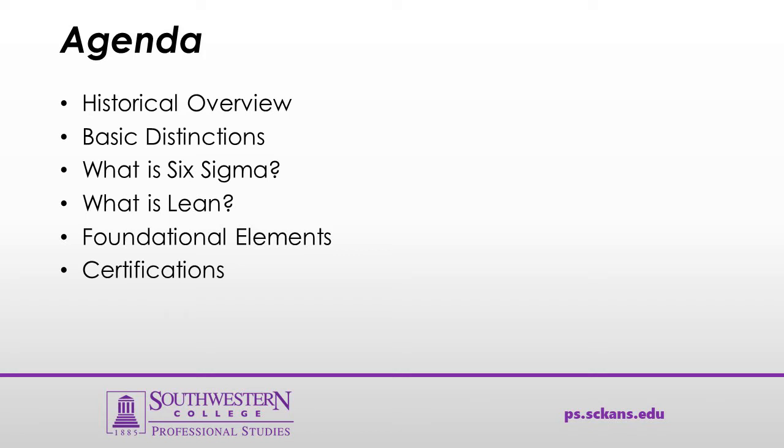All right. So a couple of things we're going to talk about: high-level historical overview, distinctions between the two. I'm going to break down what is Six Sigma, what is Lean. We'll talk about foundational elements of each, and then I'll talk a little bit about certification because that tends to be one of the most common questions around these tools.